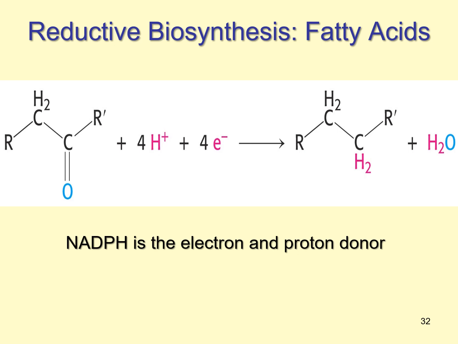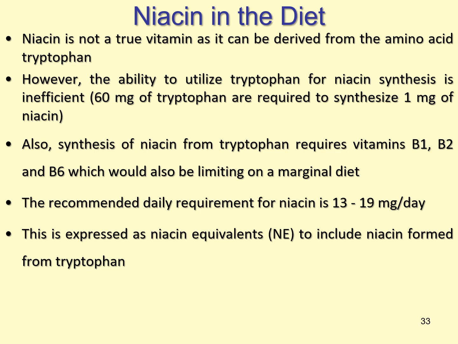So niacin is not a true vitamin, as it can be derived from the amino acid tryptophan, and so niacin can act as a false vitamin. However, the ability to utilize tryptophan for niacin synthesis is inefficient, which means that 60 mg of tryptophan are required to synthesize 1 mg of niacin. Also, synthesis of niacin from tryptophan requires other vitamins, vitamin B1, vitamin B2, and vitamin B6, which could also be limited on a marginal diet.